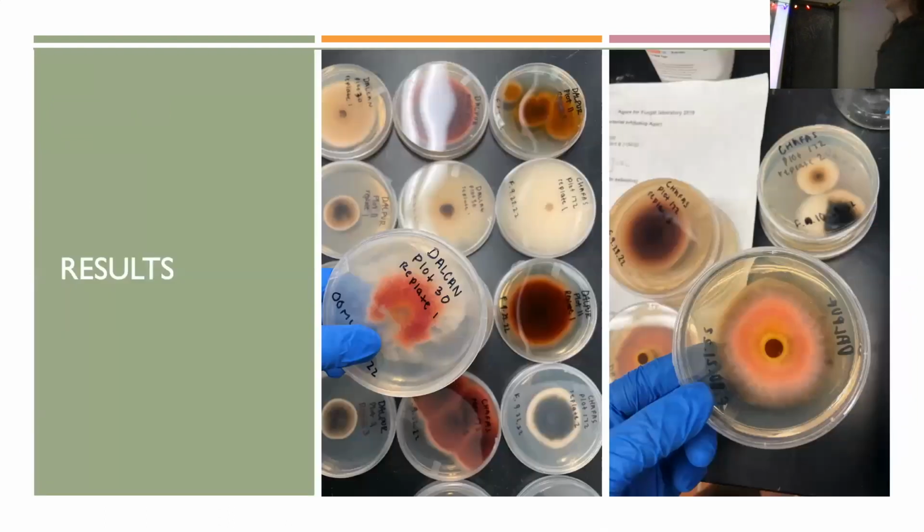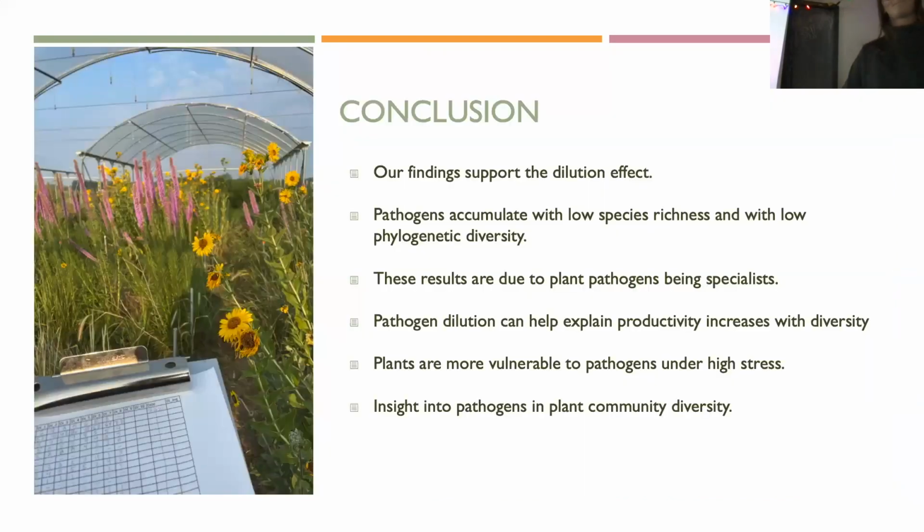So these were the results from plating the pathogens. We plated both the fungal and oomycetes. Our findings support the dilution effect and pathogen accumulation with low plant species richness and phylogenetic diversity. And this is due to plant pathogens being specialists. This can help explain how dilution can help productivity increase with more diversity. We also found that plants are more vulnerable to pathogens under high stress, and this gives us some insight into plant community diversity.